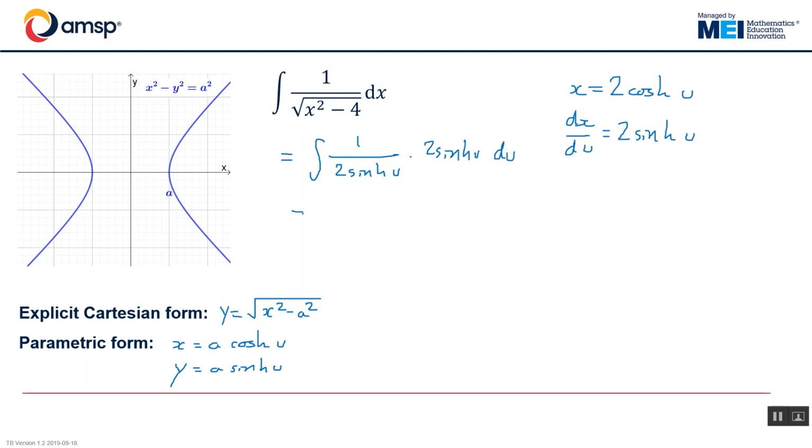So this whole integral, because that cancels and that cancels, becomes the integral of 1 du, which is u plus c, and u here, divide by 2 and then take the inverse, I get arcosh of x over 2 plus c, which is what you would get if you looked at the equivalent form in the formula book.